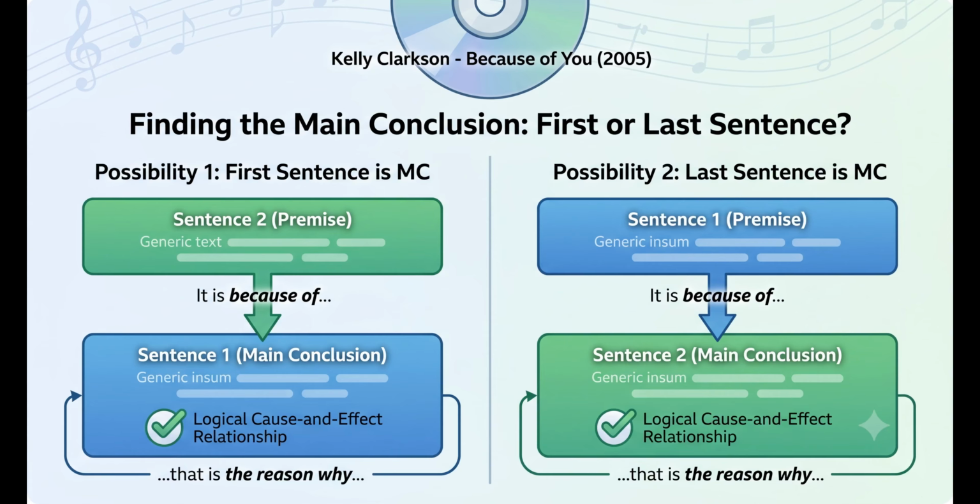The final determination to make is deciding if the first or the last sentence is the main conclusion. Q Kelly Clarkson's Because of You, 2005. To see which is which, take turns inserting it is because of, and that is the reason why, at the beginning of each sentence and see which arrangement produces a logical cause and effect relationship.